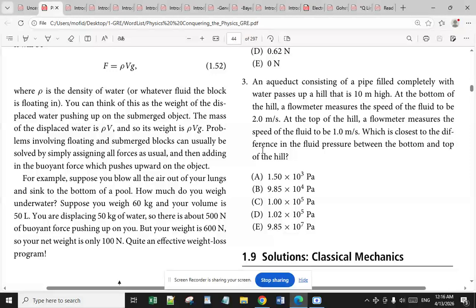For example, suppose you blow all the air out of your lungs and sink to the bottom of a pool. How much do you weigh underwater? Suppose you weigh 60 kilograms and your volume is 50 liters. You are displacing 50 kilograms of water, so there is about 500 newtons of buoyant force pushing up on you, but your weight is 600 newtons, so your net weight is only 100 newtons. Quite an effective weight loss program.